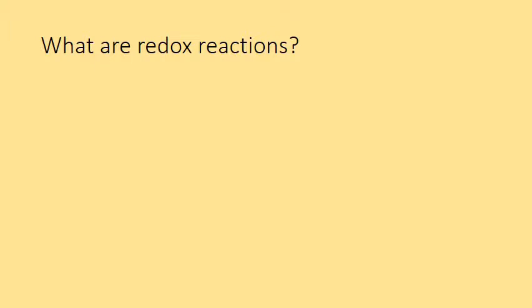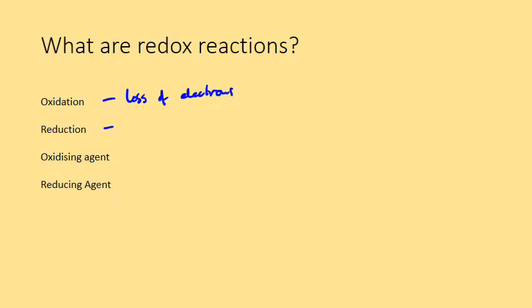So first of all, what are redox reactions? Well, a redox reaction is a reaction where both reduction and oxidation occur simultaneously by transfer of electrons. And in order to understand that, we need to go through some keywords. So oxidation, you may remember from GCSE, is the loss of electrons, whereas reduction is the gain of electrons.